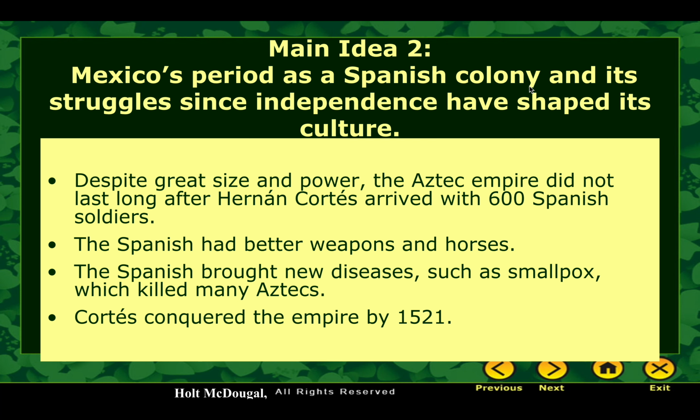Despite the fact that the Aztec Empire was huge and had a lot of power, it didn't last long after Cortez arrived with his 600 Spanish soldiers. They had better weapons and they had horses, but really the most important thing the Spanish had was diseases. The Aztec did not have an immunity to smallpox. So just like we're dealing with COVID and what we've dealt with the plague later on in history, when you bring a new disease into a civilization or into a society, they don't have an immunity to it, and the entire Aztec empire is going to collapse because of the disease smallpox.